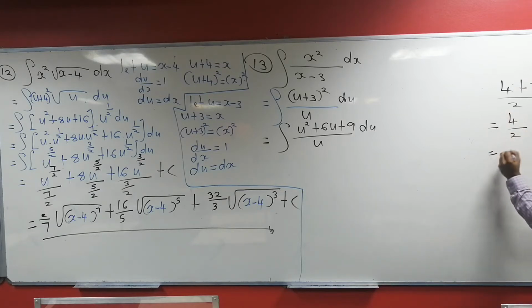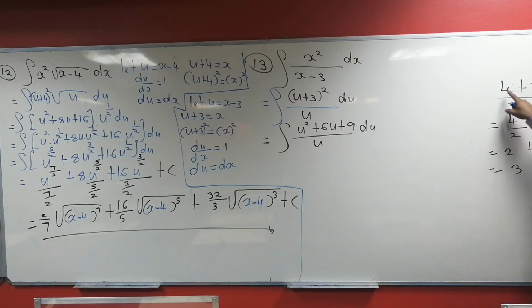Okay, 4 over 2 is 2, 2 over 2 is 1, and 2 plus 1 is 3. We get the same result as if 4 plus 2 is what? 6. 6 divided by 2? 3. Same thing, different method to get to the same answer.